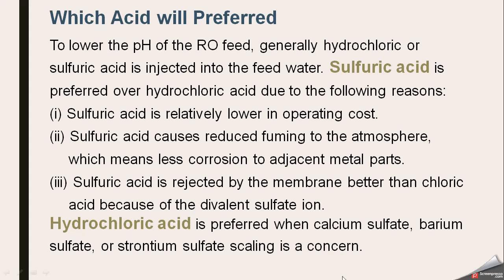However, there is one condition when hydrochloric acid is preferred. What is that? When calcium sulfate or barium sulfate, that is, sulfate-containing salts, are present, then we will use hydrochloric acid to control the pH, because if we add sulfuric acid, it will increase the sulfate ion concentration and ultimately this will lead to scale formation of some sulfate salts like calcium sulfate, magnesium sulfate or barium sulfate. So if there is a higher quantity of sulfate in the feed water, we will prefer hydrochloric acid. Otherwise, sulfuric acid is preferred.